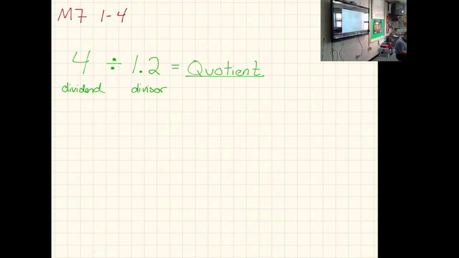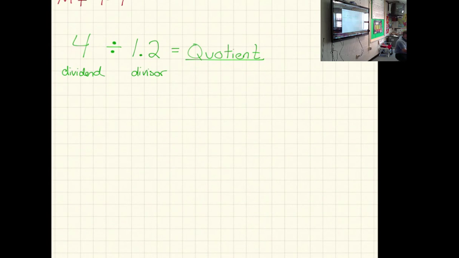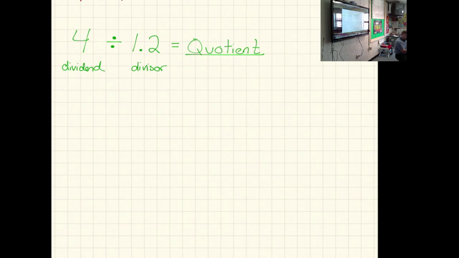All right. Is this the way that I would set up a problem like this? No. I didn't learn division like this. I learned division like this, where I take my dividend, 4, and I divide into it 1.2. Okay?